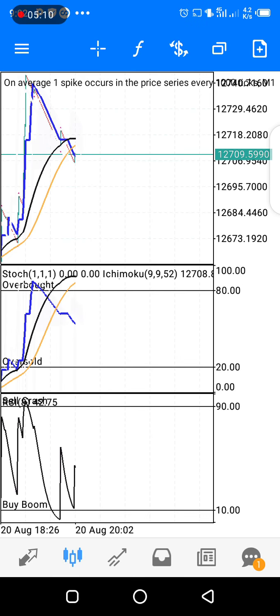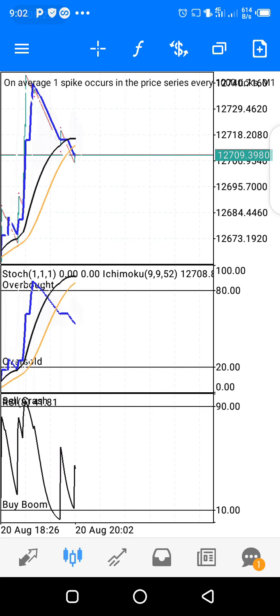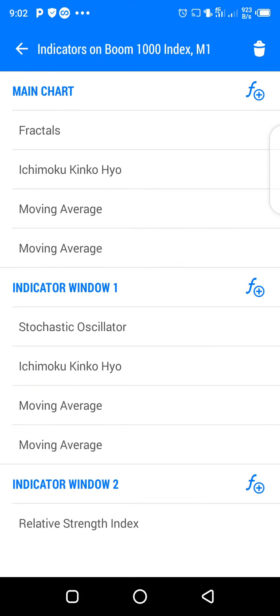So you can observe very well. You notice that the moving averages on our main chart and the moving averages on our indicator window 1 have the same setup. All right, so you must take note of that. The next thing we'll do now is our last setup, which is indicator window 2.